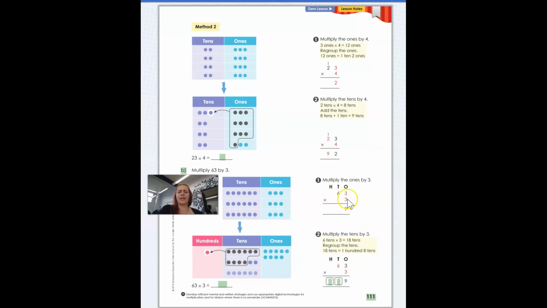So let's do this. 63 times 3. You go 3 times 3 equals 9. Then you go 3 times 6, which equals, I'm just going to give you a chance to figure that out. If you don't know it yet, let's do it together. 6, 12, 18. Okay? So you have 18 and you put the 8, because it's your 10, in the tens column, and you put your 1, which is your 100, in your hundreds column.